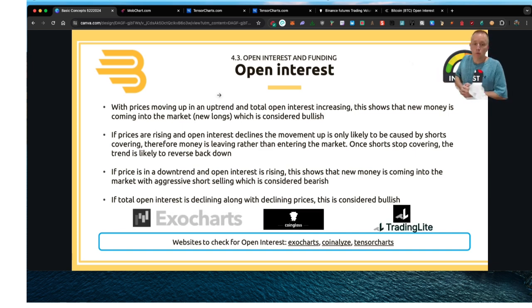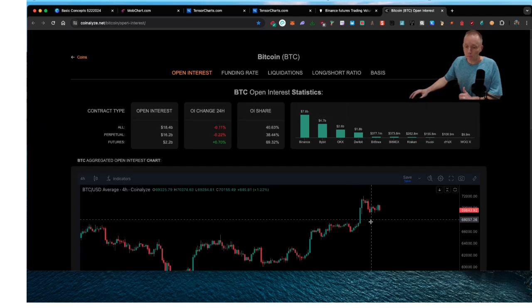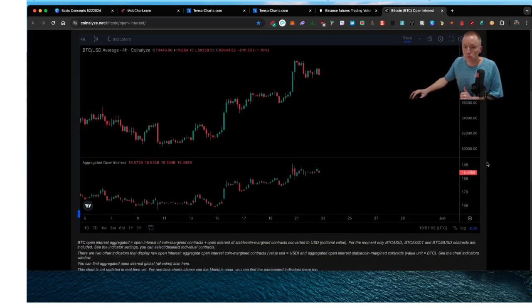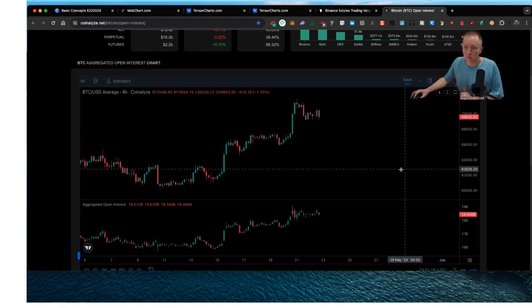Open interest. With price moving up in an uptrend and total open interest increasing, this shows that new money is coming into the market, right? New longs, which is considered bullish. If prices are rising and open interest declines, the movement is only likely to be caused by shorts covering, right? So what do we mean by that? Say if... oh, I can't. Let's move over here. I can't draw on this one, right?